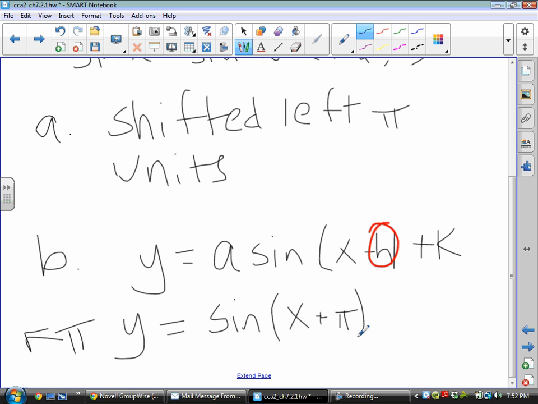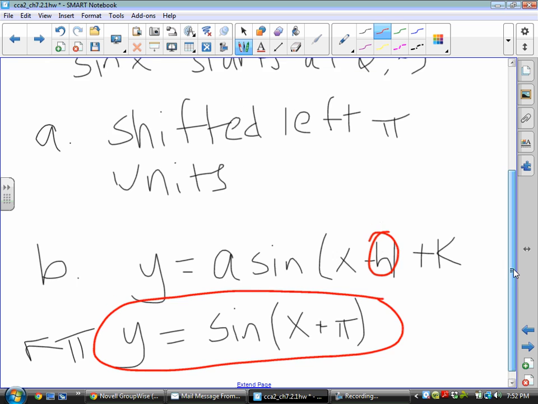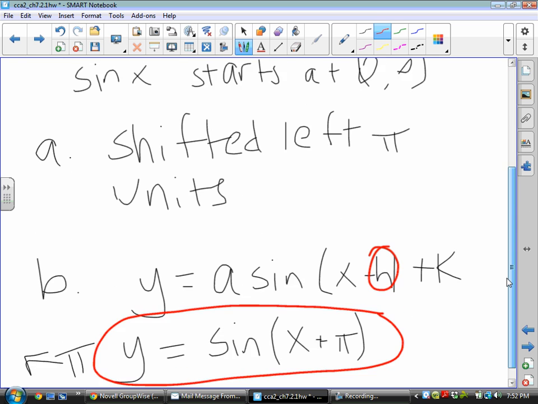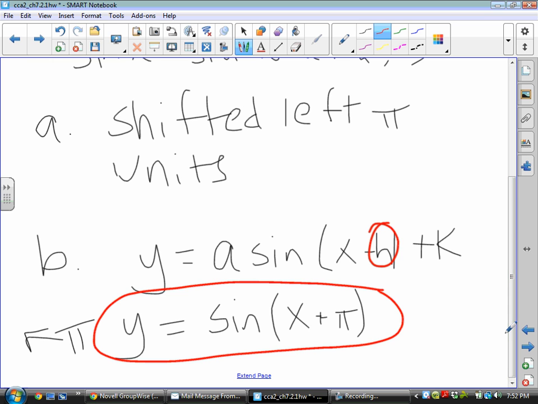And then my plus k is up and down. It didn't move any up and down at all. So right here is the equation for that shifted sine curve, and it was shifted to the left pi units. So the equation would be y equals sine of x plus pi. Inside the parentheses is the plus pi.